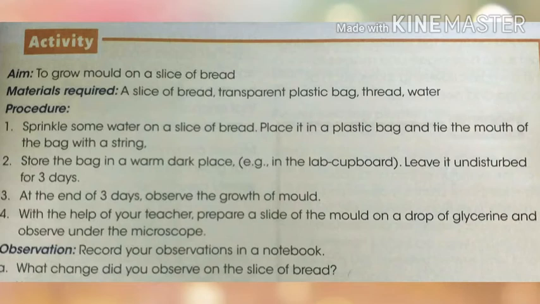Now place the moist bread in the plastic bag and tie the bag with a string. After that, keep the bag in a warm, dark place. Don't keep it in the sunlight. Leave it undisturbed for 2 or 3 days. After 3 days, open the bag and observe. You can see the fungus bread mold growing on the bread. Observe and note down your findings in the notebook.